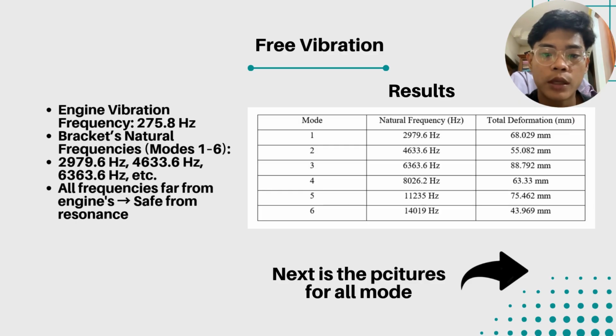For the mode shape and deformation, peak deformation of 88.792 mm in mode 3 aligns with the point that we need, highlighting an area needing potential reinforcement despite resonance safety.